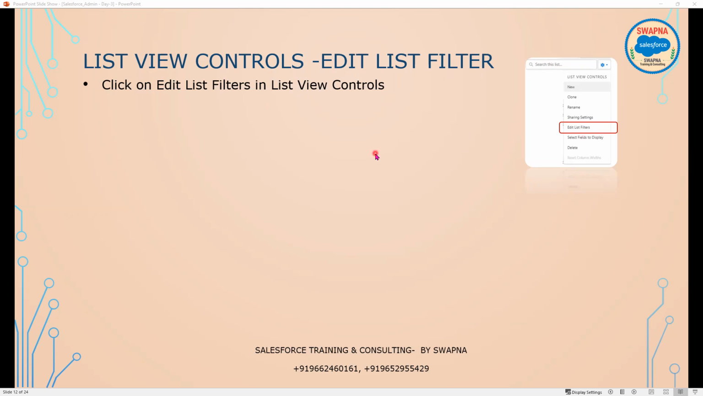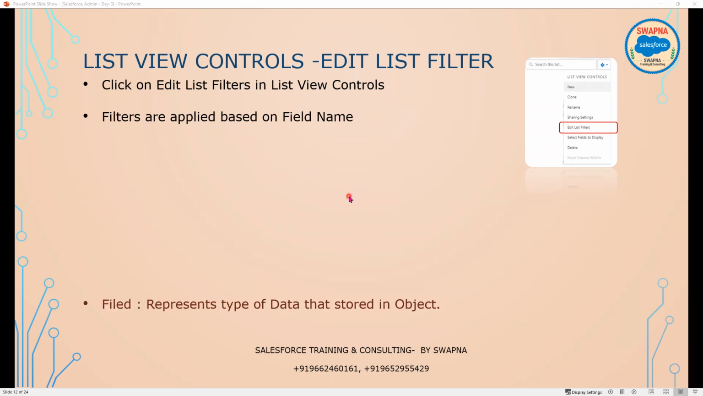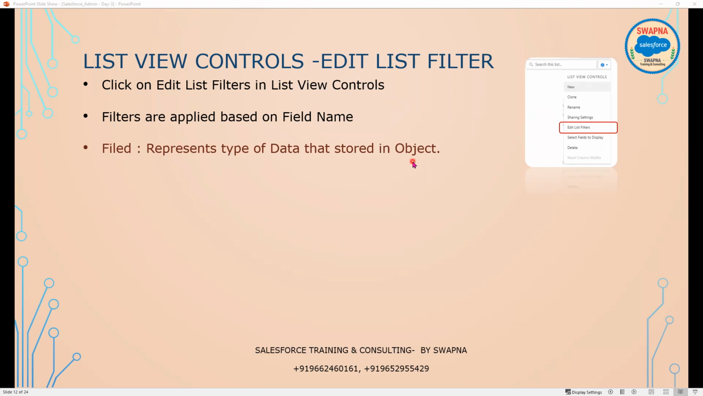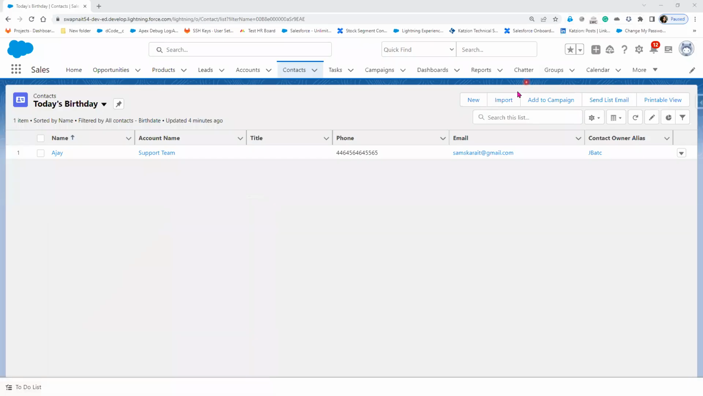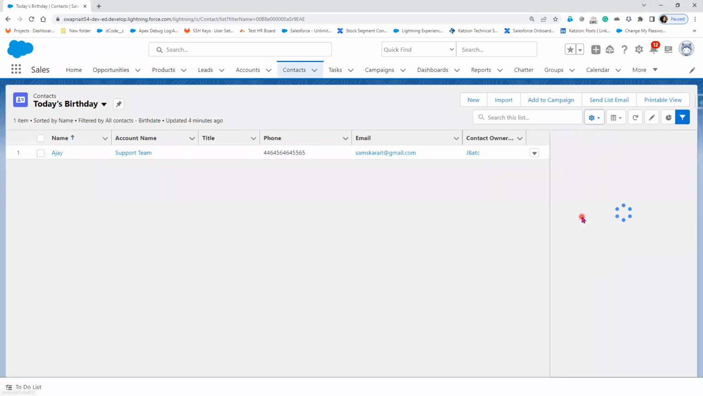When I click on edit list filter in the list view controller, basically I'm applying the filter: which records do I want to see? Fields represent the type of data that is stored in the object. So these are the records available. If I click on this, today's birthday is there. If I click on edit list filter, it says all accounts birthday equal to today's birthday.